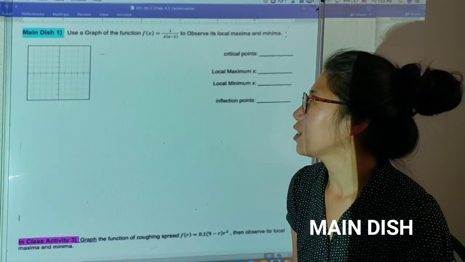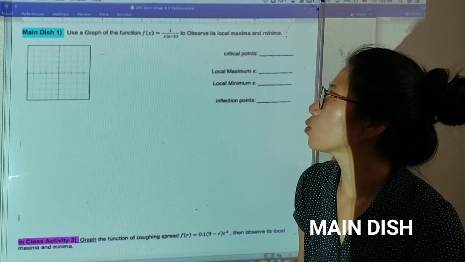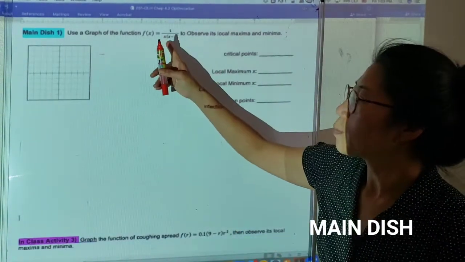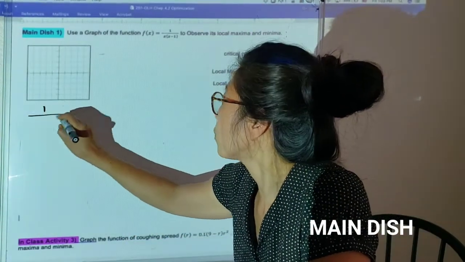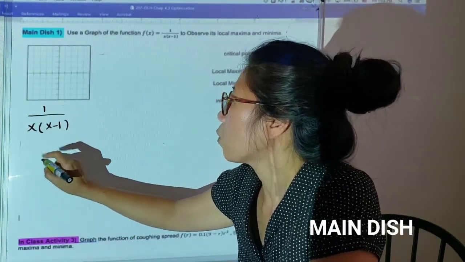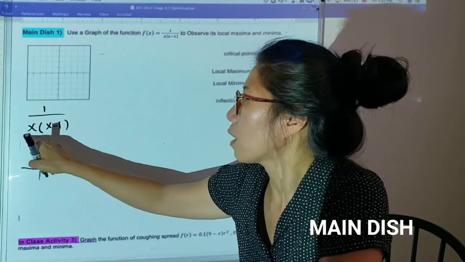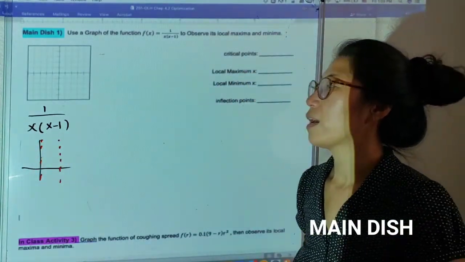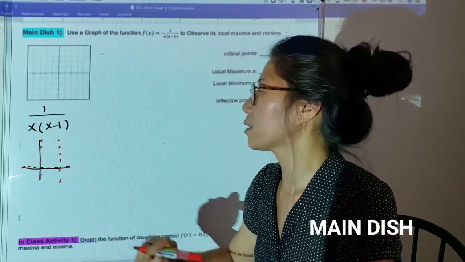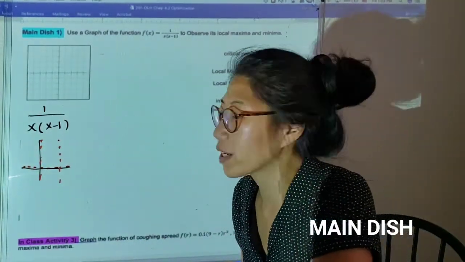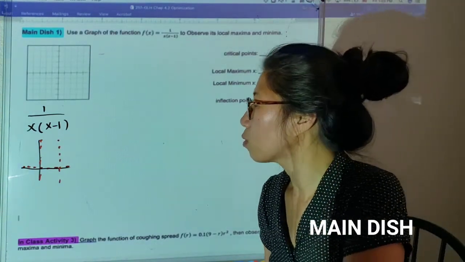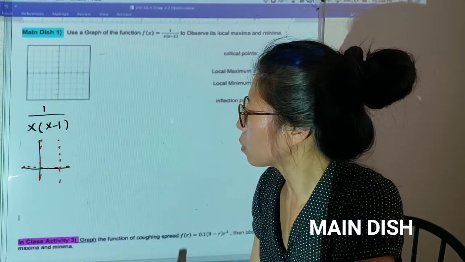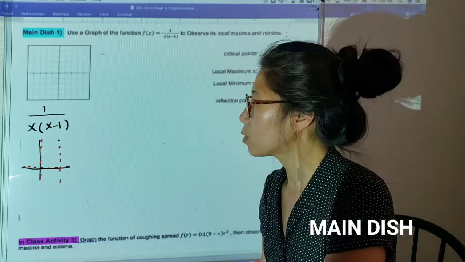Okay, class, let's study our main dish of 4.2. Now we are going to graph the function and then observe the local maximum and minimum. Okay, class, do you remember how we graphed this one before when you were in pre-calc class? If I briefly explain, you find the domain, and then it's going to have asymptotes at 0 and 1. Do you see it? Vertical asymptotes and a horizontal asymptote at 0 by taking long division, and then taking the x and y intercepts by plugging numbers. If I plug in x as 0, it's undefined. So there's no x-intercept, there's no y-intercept, not much information given.